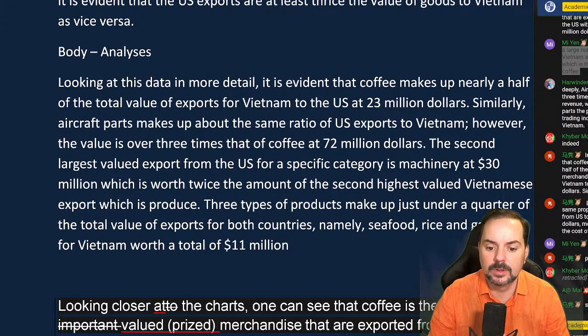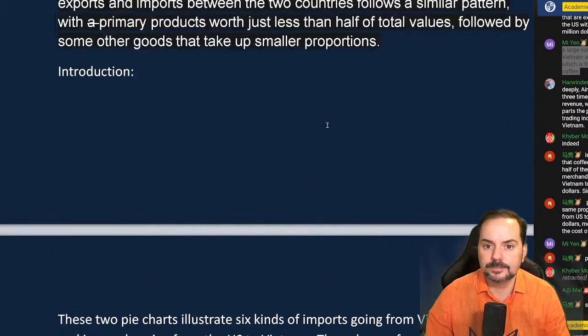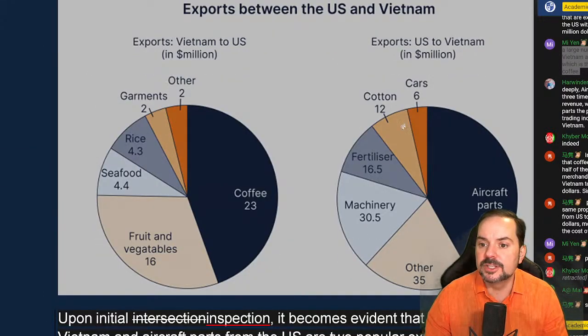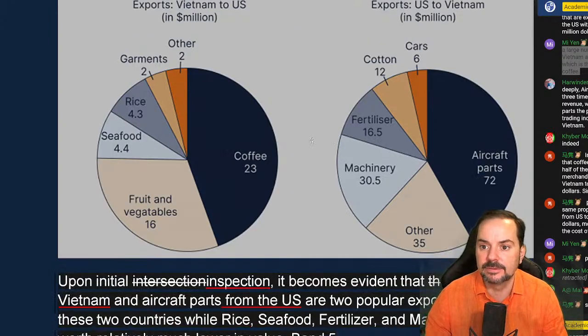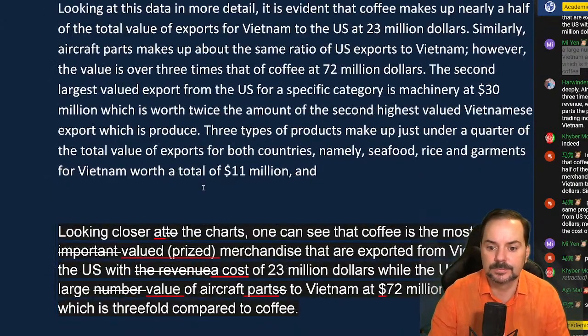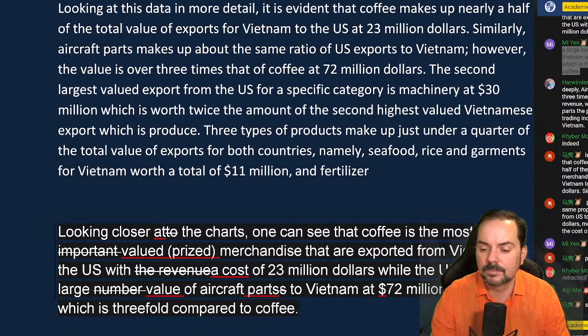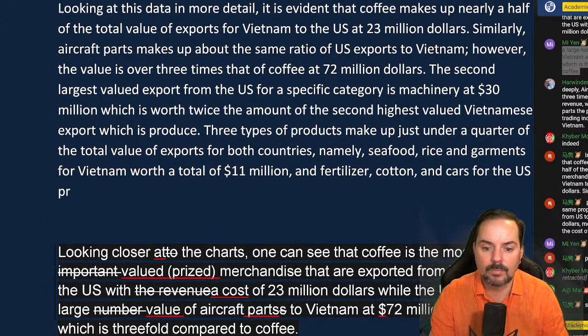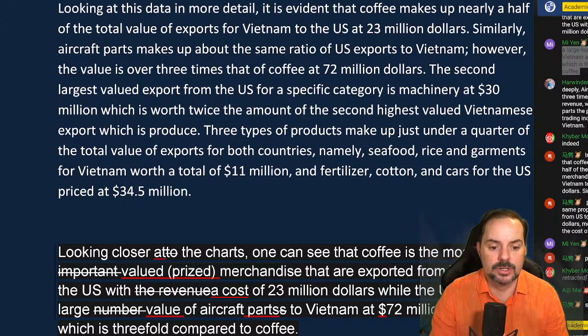Okay, and fertilizer, cotton, and cars. And let's add this up nice and fast. So that's 28 plus 6 is 34.5. Okay, so priced at $34.5 million.